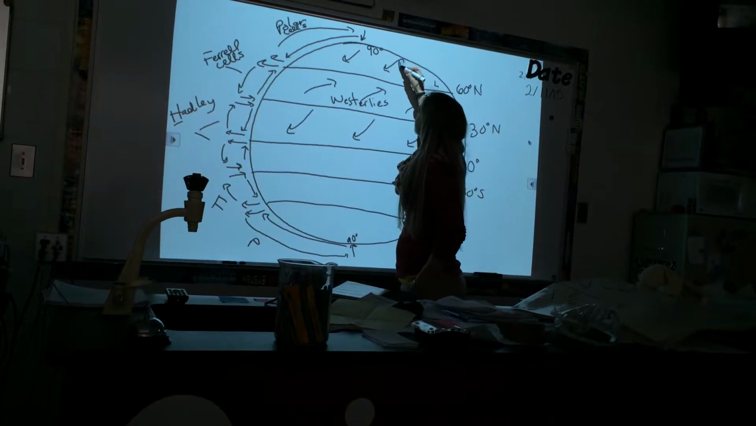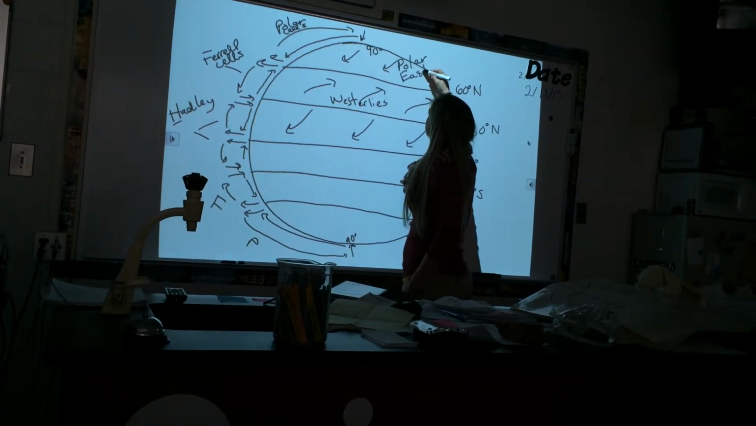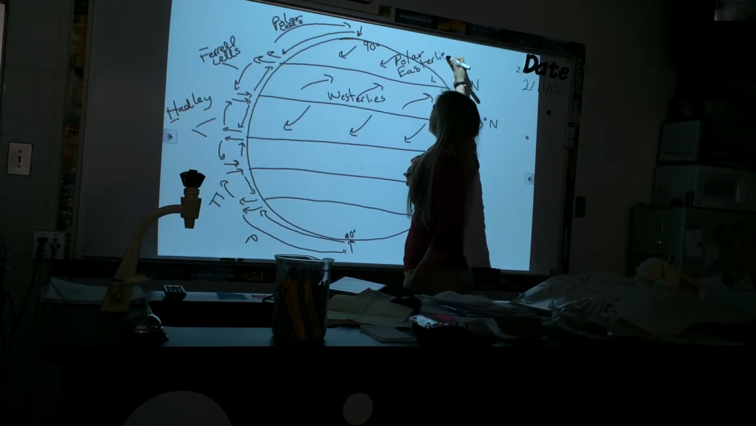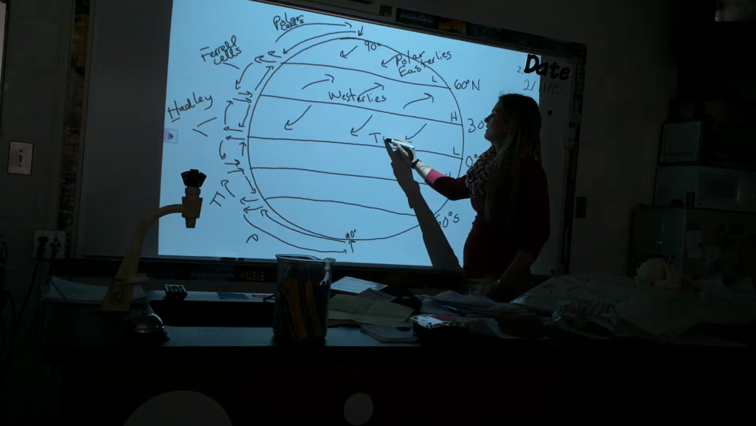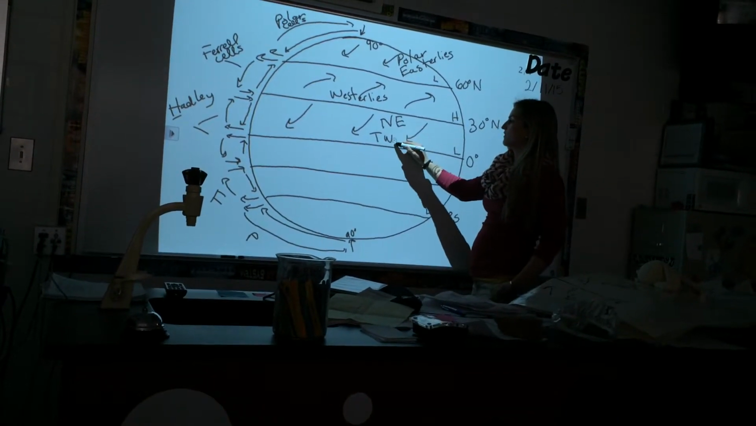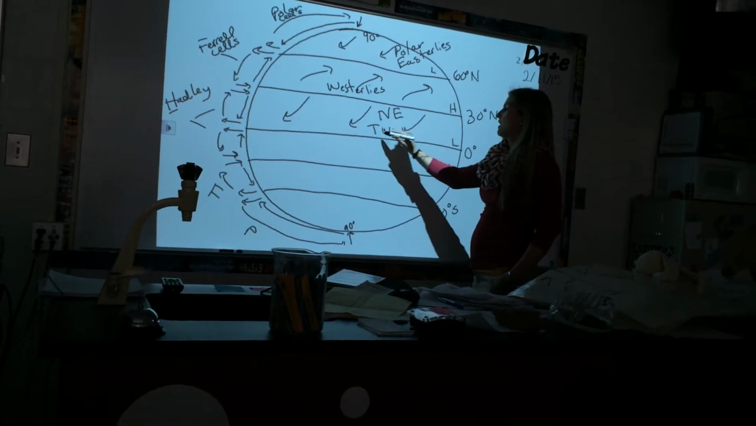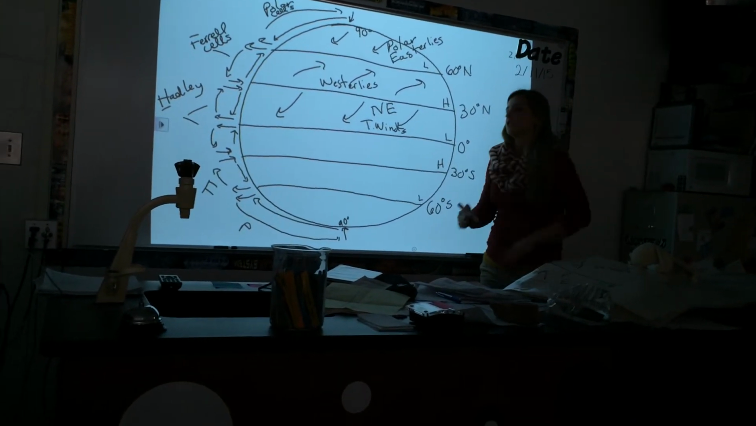And this is the polar easterlies, right? They're coming from the east. They're at the poles. Everything's cool. And then these are my trade winds. And they're coming from the northeast. So my northeast trade winds. Okay, as I draw the winds down here, they should be symmetrical, so you can check yourself.